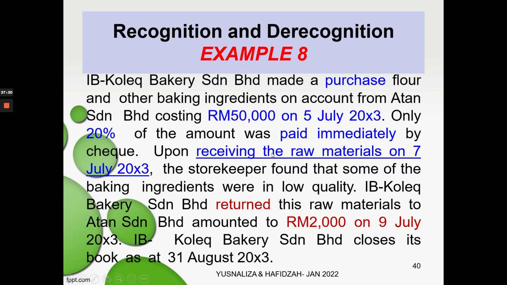So they received the material on 7th of July, and that gave rise to accounts payable Atan. But when they delivered back the goods that were of low quality, that was a purchase return on 9th of July. IB Collect closes its book at 31st of August. No information was telling you about the payment being made by IB Collect to Atan.